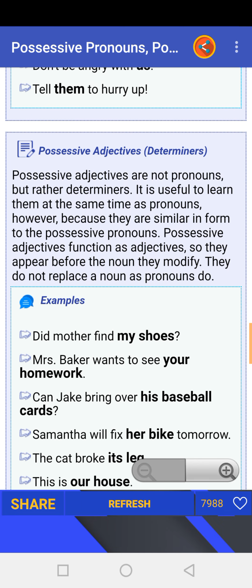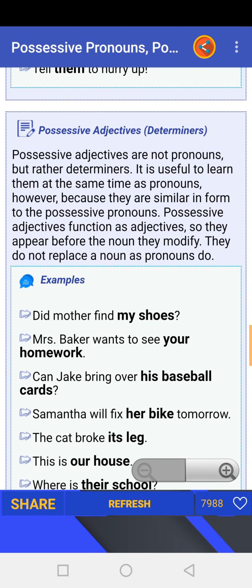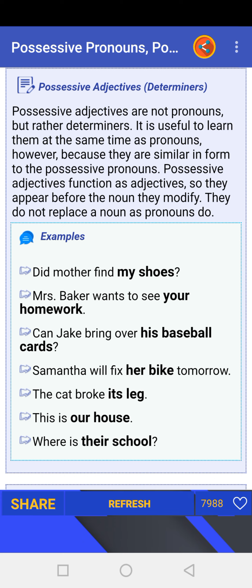So now let's go to possessive adjectives or determiners. As we said, possessive adjectives and determiners aren't pronouns because they don't replace nouns in the sentence. So let's read the rule. Possessive adjectives are not pronouns, but rather determiners. It is useful to learn them at the same time as pronouns.